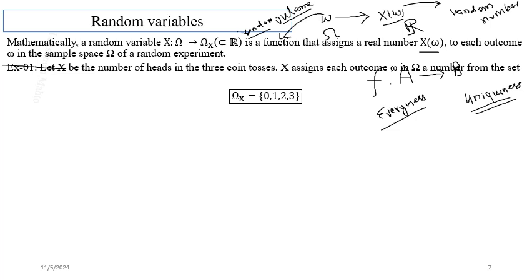X is the number of heads in 3 coin tosses. If you are tossing 3 coins and counting the number of heads, how many possible values will X take? X is the number of heads, either 0, 1, 2 or 3. So this X, number of heads, is defining a function from omega, the sample space of tossing 3 coins, to real numbers.